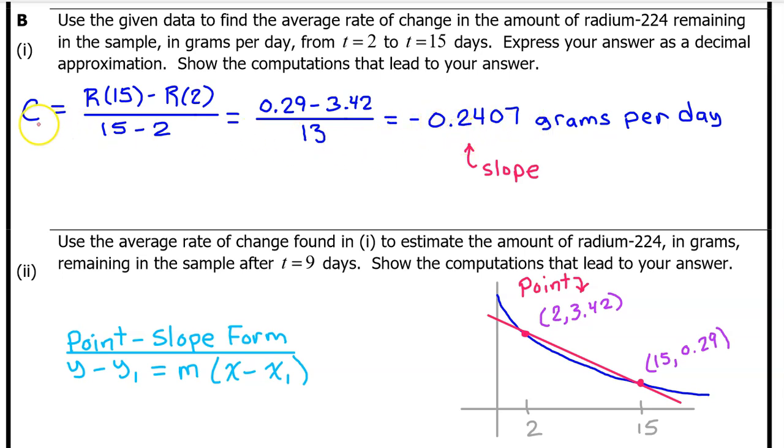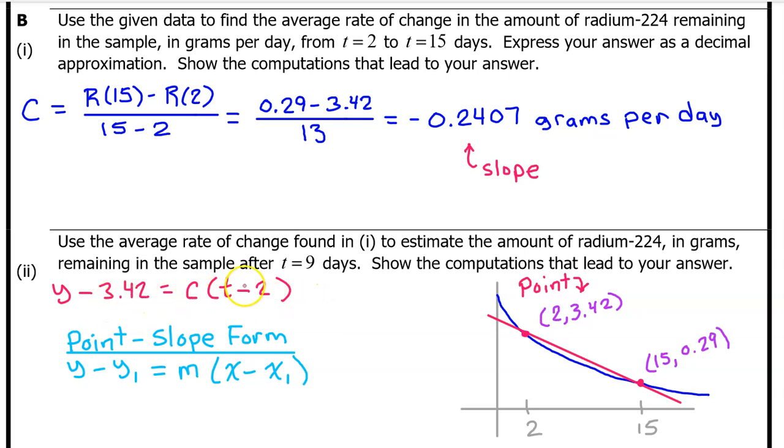Luckily, we defined the average rate of change as being equal to letter C, so we can use the letter C in our calculations instead of this decimal. So the equation of the secant line is y minus y1, so that's y minus 3.42, is equal to the slope, which is C, the average rate of change. And then instead of writing x, I'm going to write t, because that's the input value variable. So x minus x1 becomes t minus 2. And this is the equation of the secant line.